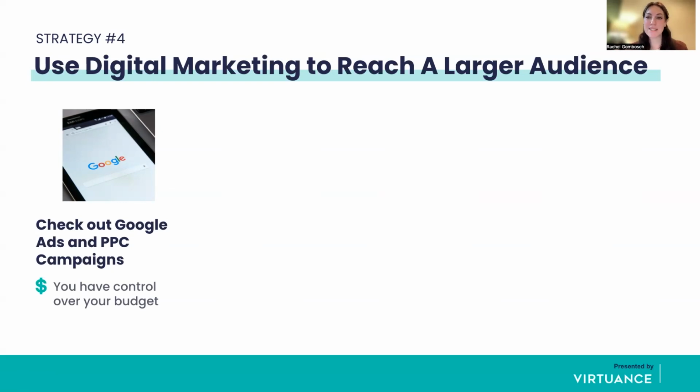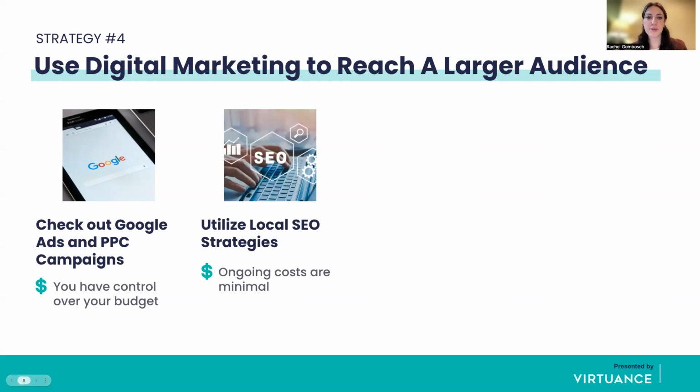So PPC campaigns, these are a really cost-effective method because you essentially have control over your budget, right? You decide how much you want to spend. So you can set daily or monthly spending limits, and you're only charged when someone interacts with your particular ad. So by targeting specific demographics and using relevant keywords, you can effectively and efficiently generate leads without spending excessively, right? You're the control method here.